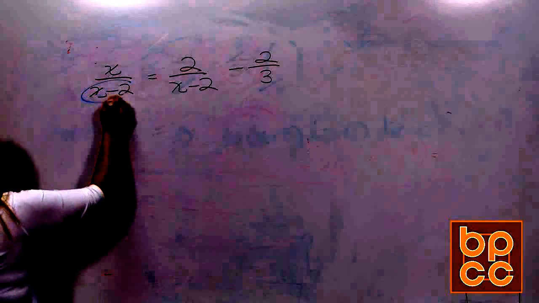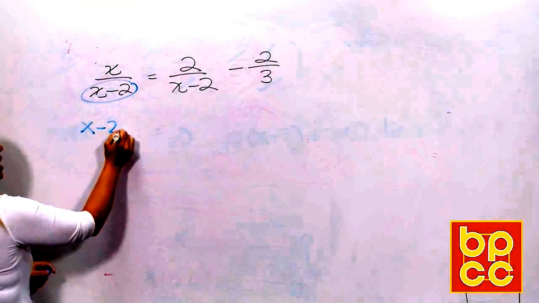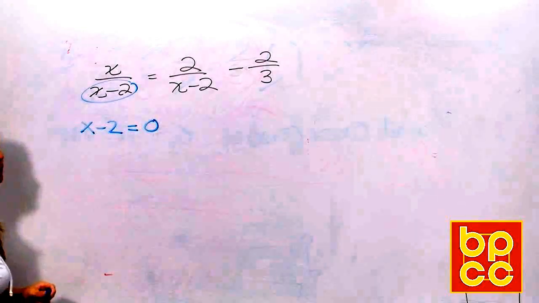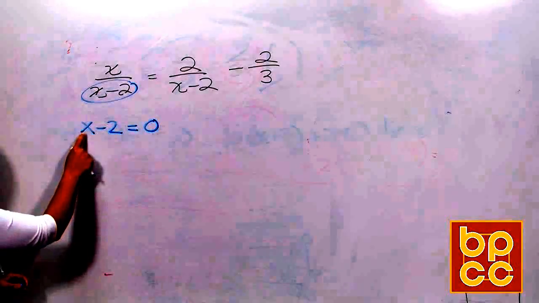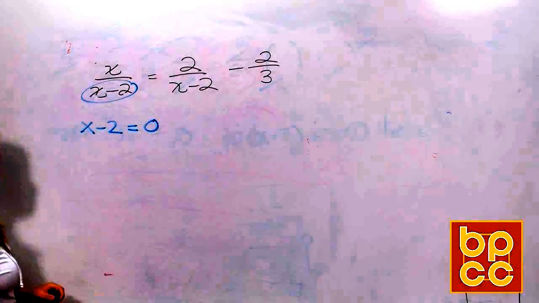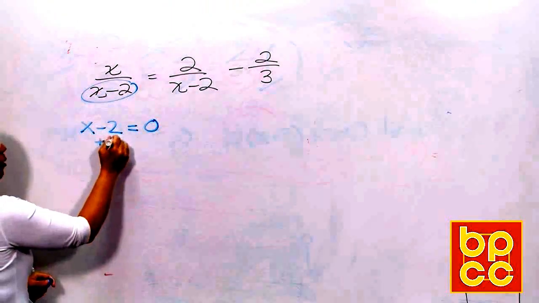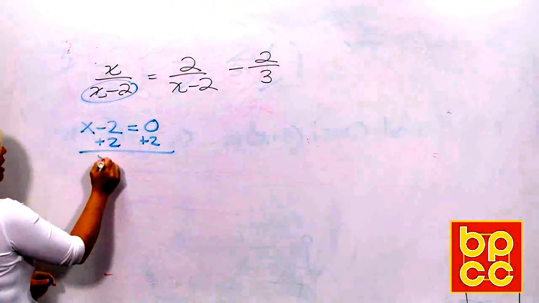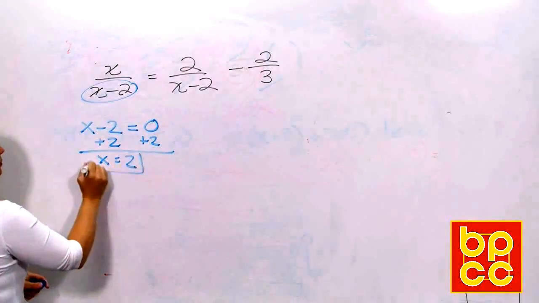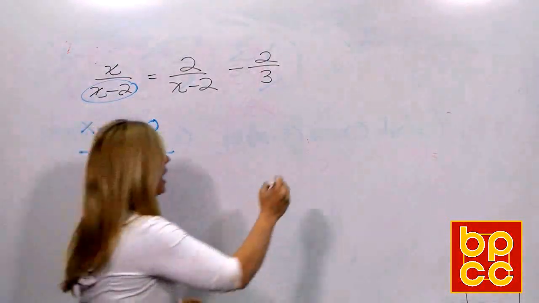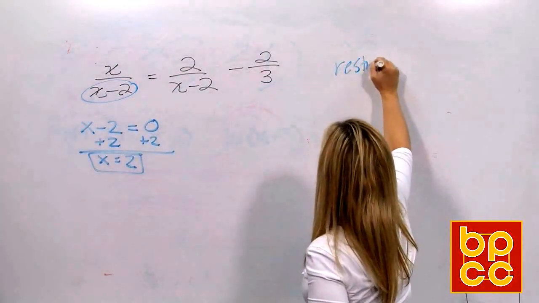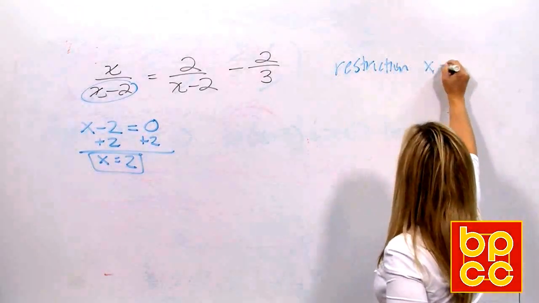So the first thing you see in the notes says, what are the restrictions? So we're going to look here. What would make this denominator equal 0? Now, you could think about it. What number minus 2 gives us 0? It's 2. If you don't want to think, just follow your procedure and solve. There's your restriction. X cannot be the number 2.